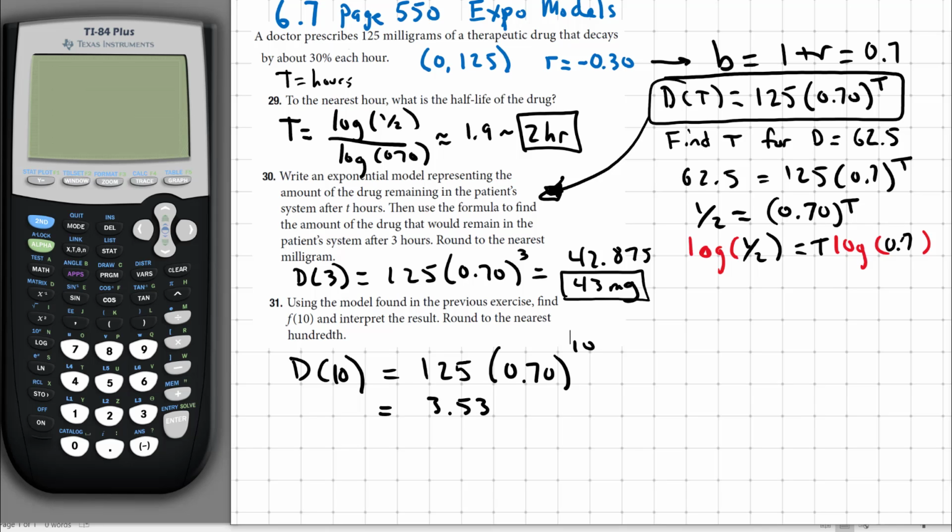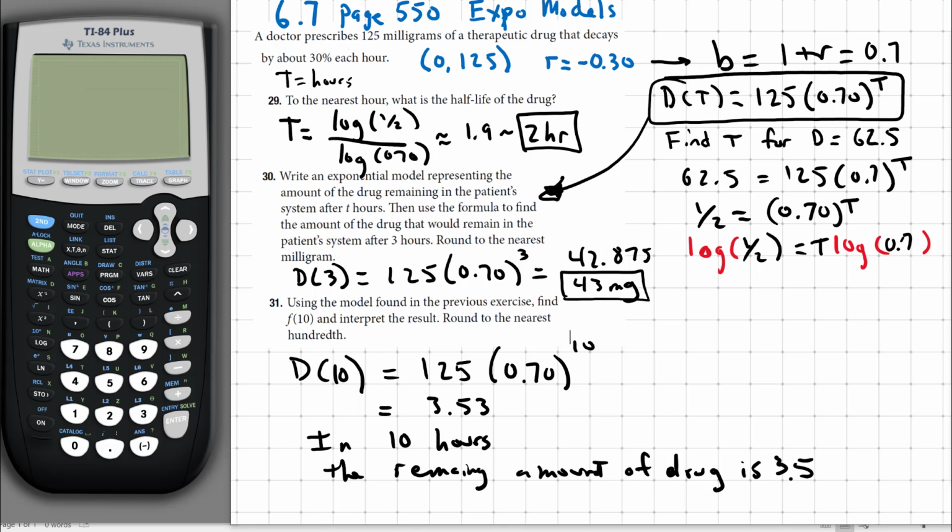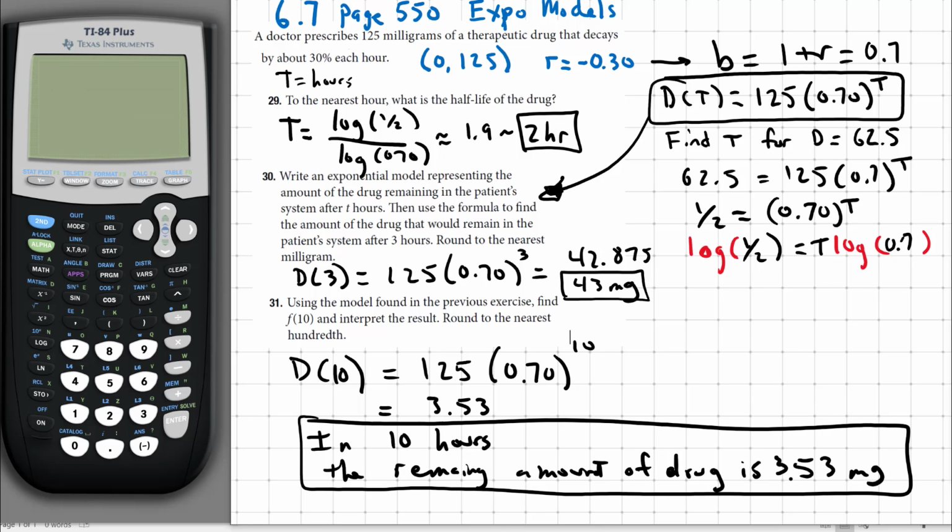So the interpretation is the 10. What is the 10? In 10 hours, the remaining amount of the drug is 3.5 to the hundredths, 3.53 milligrams. So there is the final explanation of that last problem.